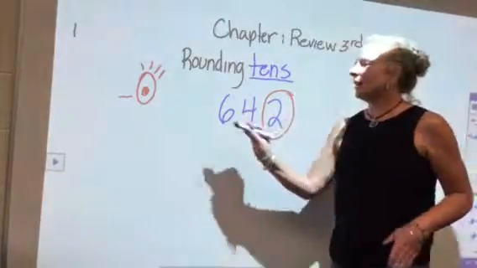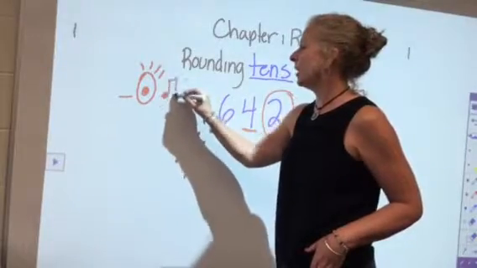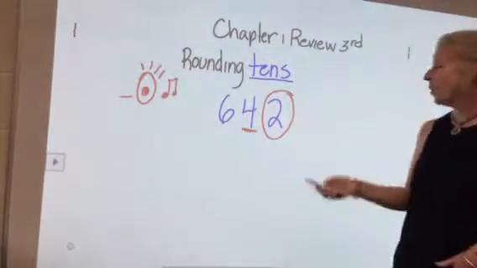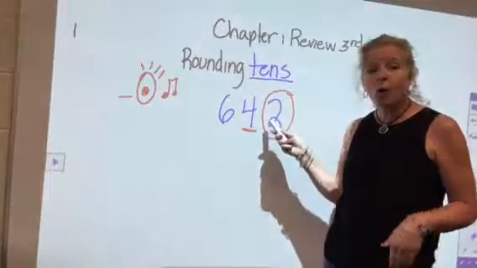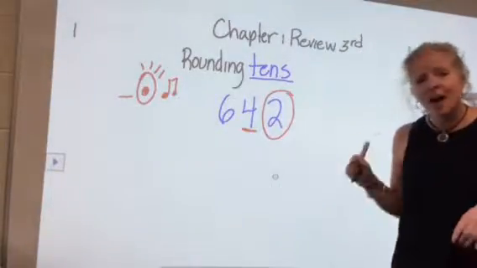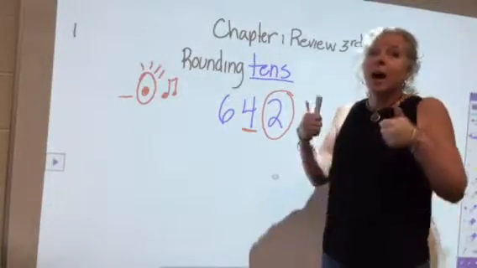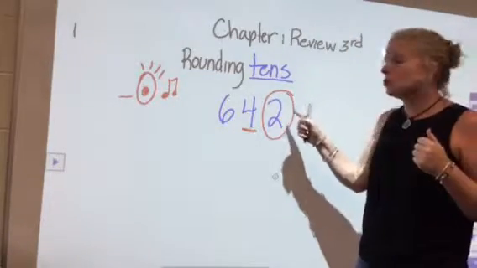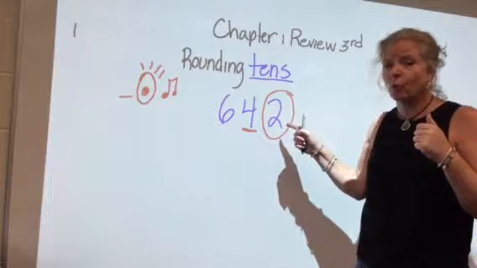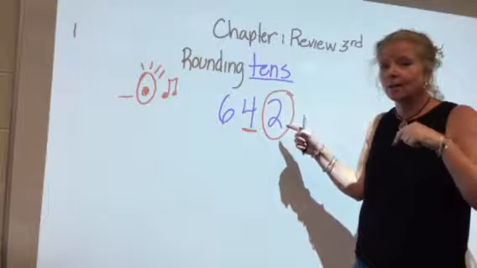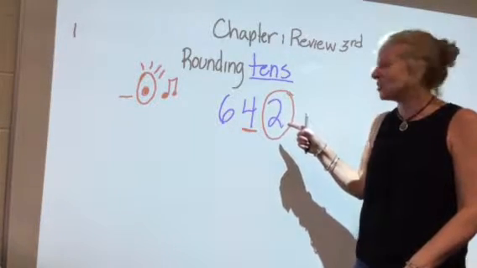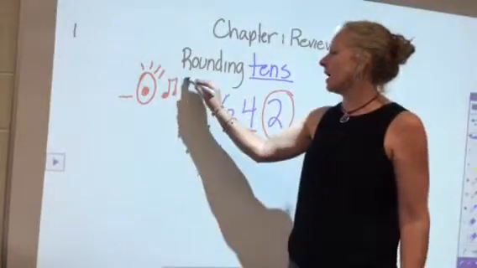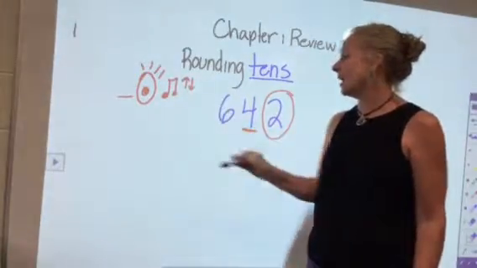Once I've circled it, then I'm going to sing. 1, 2, 3, 4, round them down, that's for sure. 5, 6, 7, 8, 9, round them up every time. Let me think about it again. 1, 2, 3, 4, round them down, that's for sure. Next, I need to make my arrow either up or down.